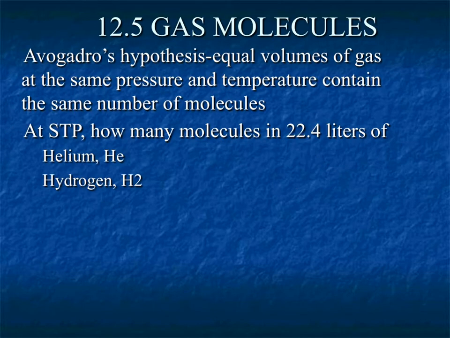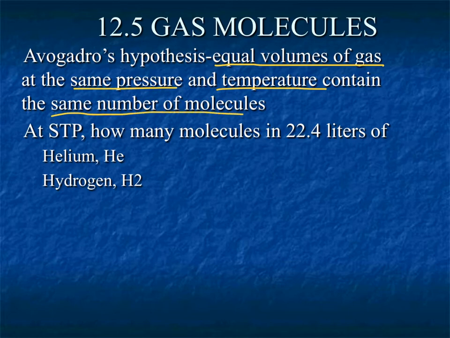All right, now Avogadro has a hypothesis. According to Avogadro's hypothesis, if there are equal volumes of gas at the same pressure and temperature, they will contain the same number of molecules. In other words, all the conditions have to be the same for all of the gases: same temperature, same pressure, and same volume. Therefore, if all the conditions are the same, then they will contain the same number of molecules.